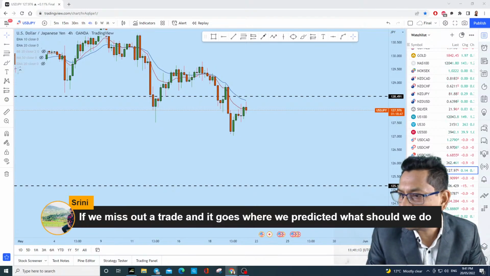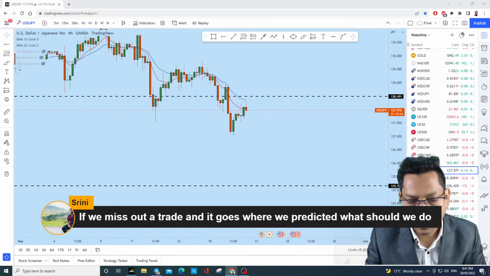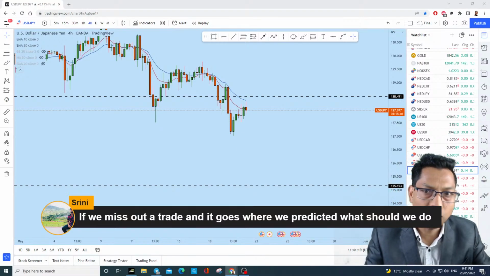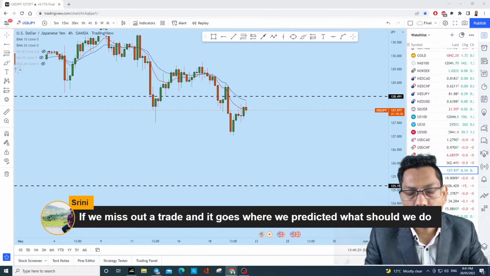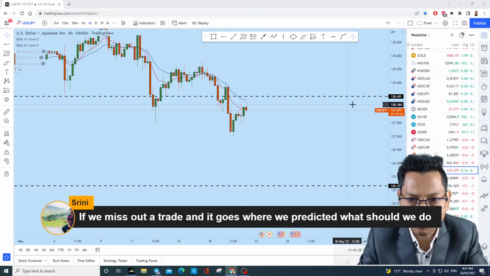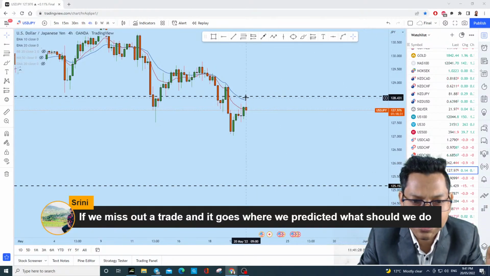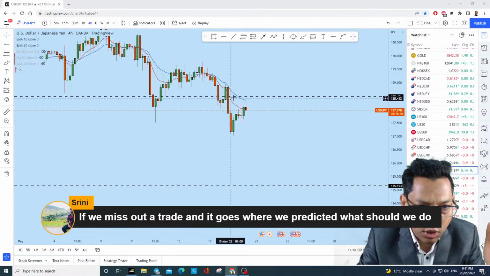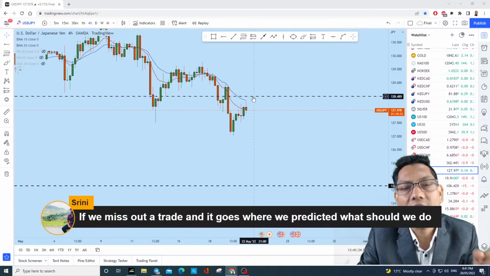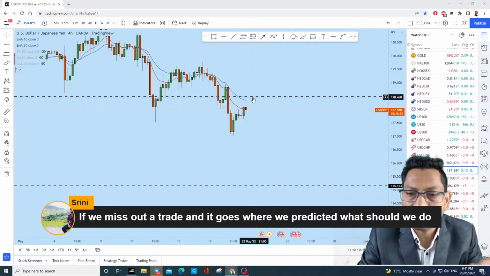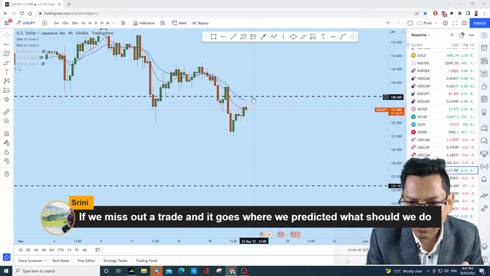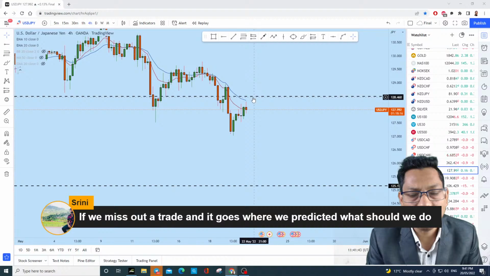So the question is, if you missed a trade and then the price went to where you predicted it to go, what should you do? So what I do, see, this is what exactly it is. I decided that if dollar yen comes here, then I will be trading. If dollar yen doesn't come here, I will not be trading, and that's what it is.